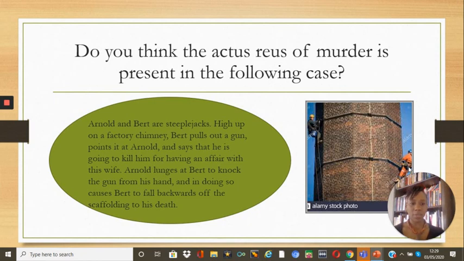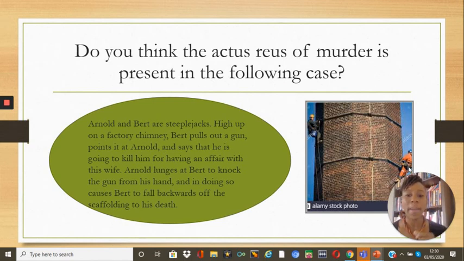And so they're high up on a factory chimney, and Bert pulls out a gun. So Bert's pretty bad, pulls out a gun, and he points it at Arnold, but Arnold's pretty bad, because why does Bert pull out a gun? Bert pulls out a gun at Arnold because Bert says Arnold has been having an affair with his wife. And you know what Bert says? Bert says, I'm going to kill you, mate.